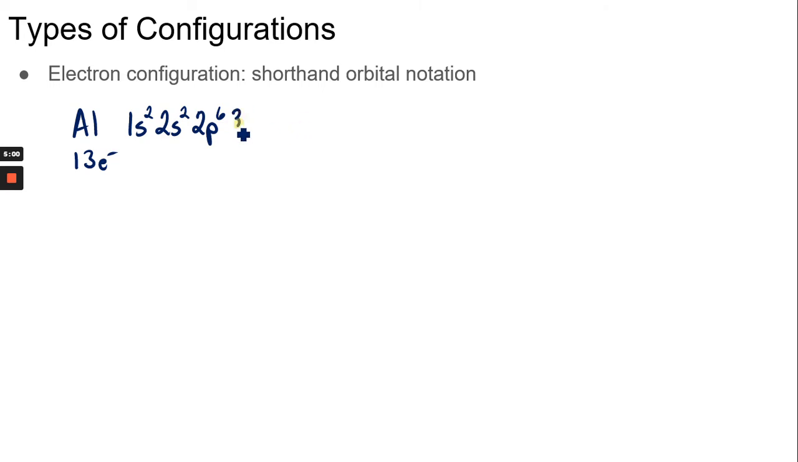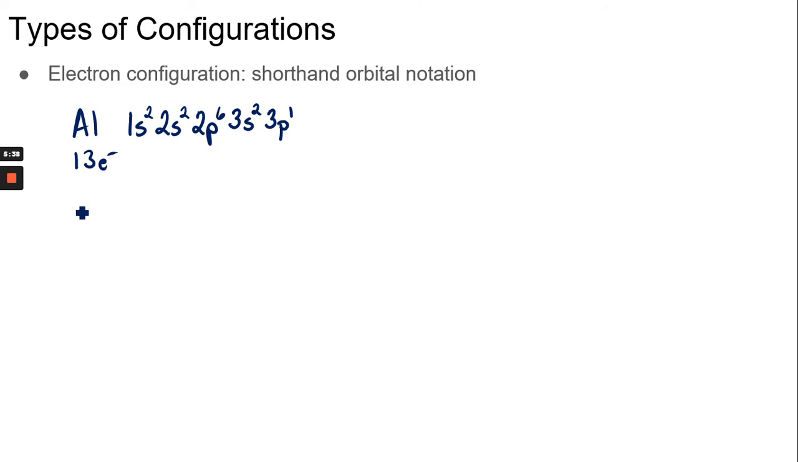We're going to keep going. 3s. S can hold 2. That puts us at 12 electrons. So we have one more electron. So we need to go to one more, 3p, and then that's going to be our extra electron there. So the electron configuration for aluminum is 1s2, 2s2, 2p6, 3s2, 3p1. Notice that I'm not saying 1s squared. We're not squaring anything, we're counting. So it's 1s2, 2s2, and so on.